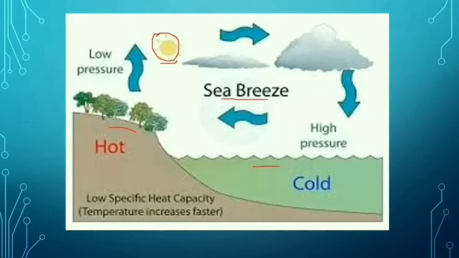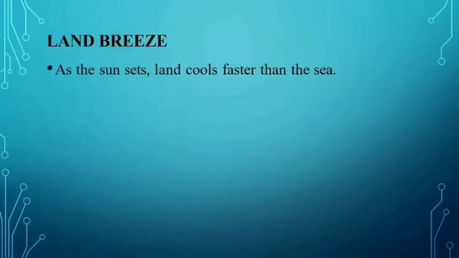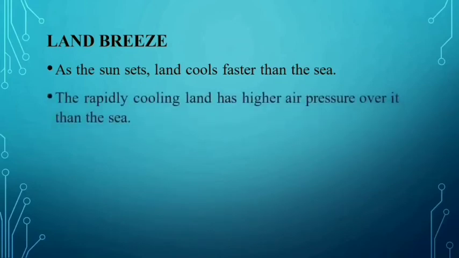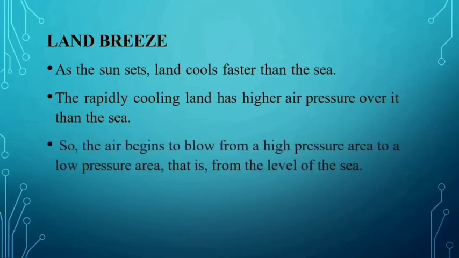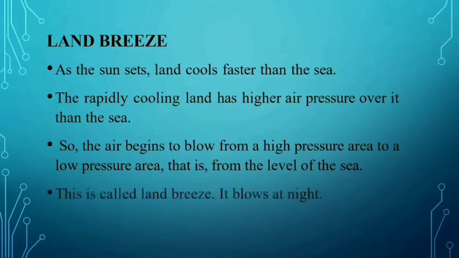So next topic is the land breeze. Let us understand the land breeze. As the sun sets, that means at night, land cools faster than the sea, and it takes longer to heat up the water. That means water will also cool down very slowly. The rapidly cooling land has higher air pressure above it than the sea at the night time. So the air begins to flow from a high pressure area to a low pressure area, that is from the land towards the sea. This is called the land breeze and it blows at night.